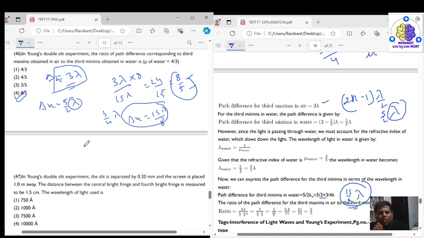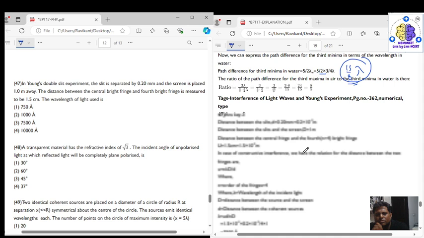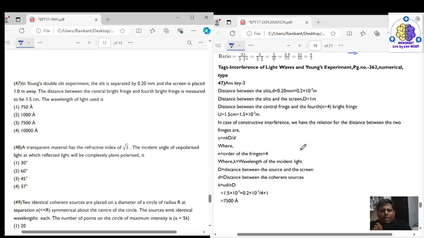Now coming to question number 47. In Young's double slit experiment, the slits are separated by 0.2 millimeters. This is small d given to us. The screen is placed 1 meter away. Capital D has been given to us. The distance between the central bright fringe and the fourth bright fringe is measured to be 1.5 centimeter. Means 4 fringes, that is 4 beta has been given to us as 1.5 centimeter.